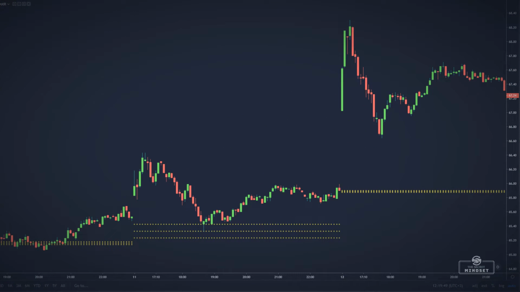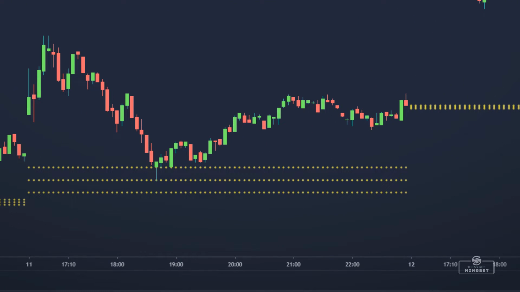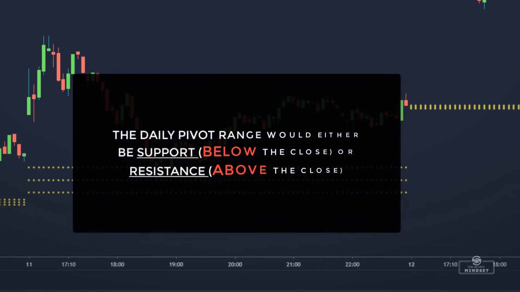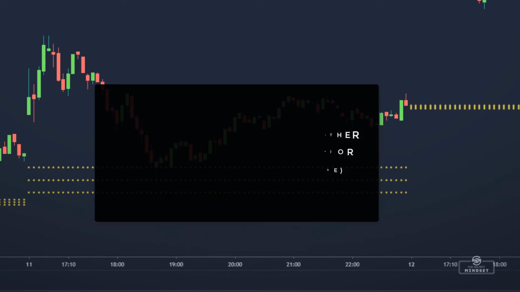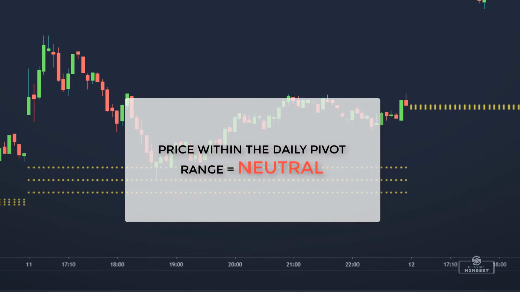The next step is to factor the daily pivot range into your trading strategy for the current day. Depending upon where the market settled the previous day, the daily pivot range would either be support below the close or resistance above the close. If the market settled within the daily pivot range, it would be neutral.